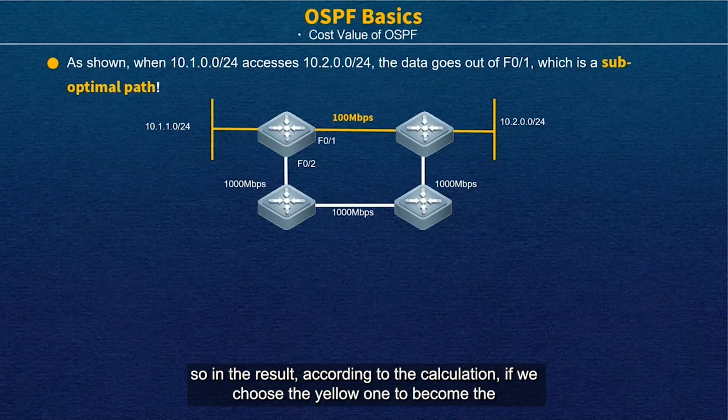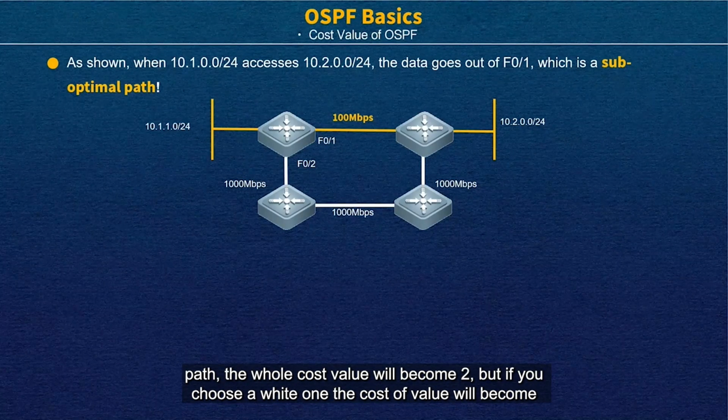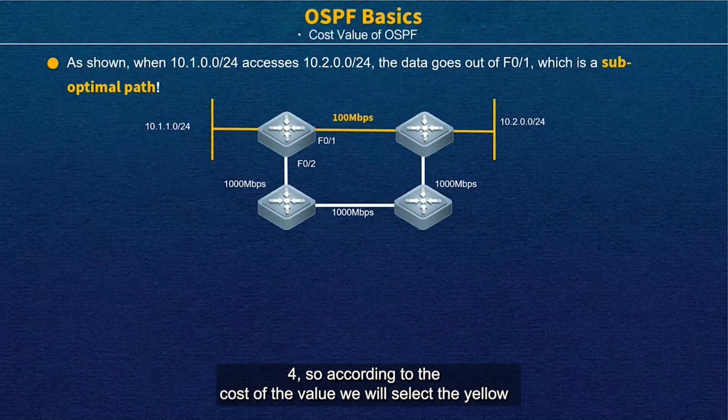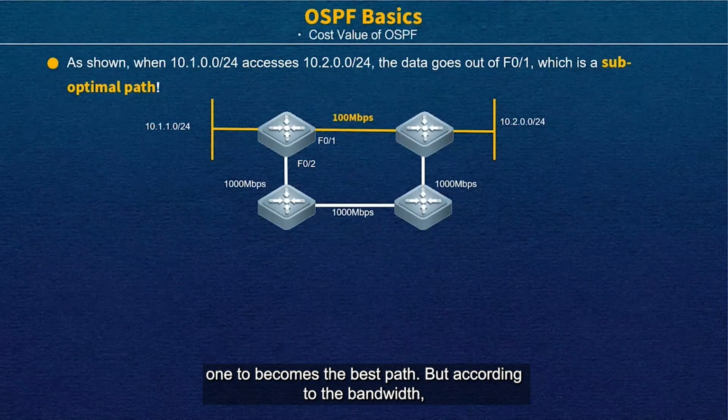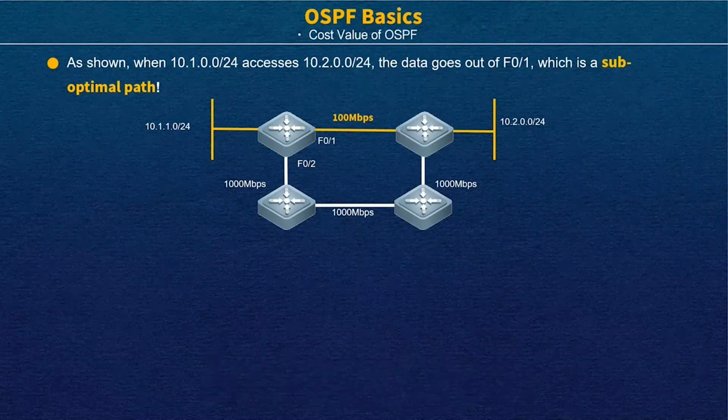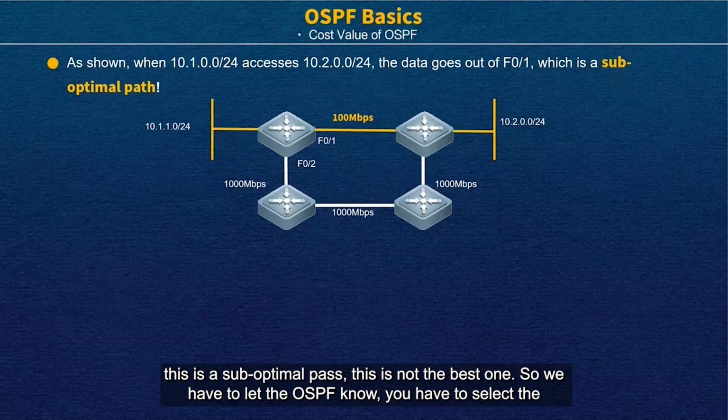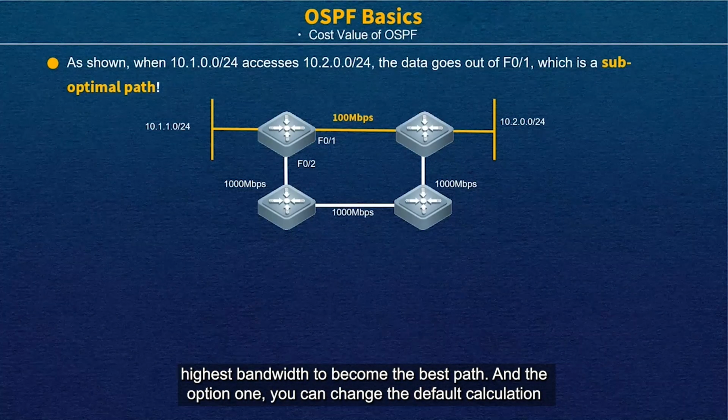So in the result, according to the calculation, if we choose the yellow one to become the path, the whole cost value will become 2. But if you choose the white one, the cost value will become 4. So according to the cost value, we will select the yellow one to become the best path. But according to the bandwidth, this is a suboptimal path. This is not the best one. So we have to let the OSPF know you have to select the highest bandwidth to become the best path.